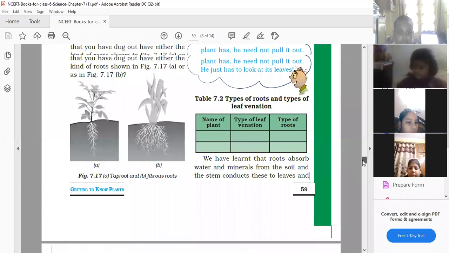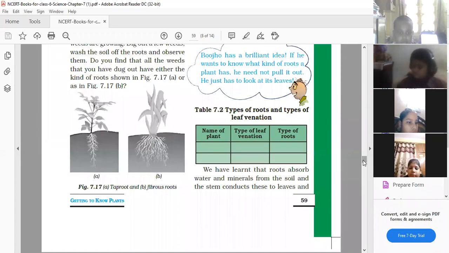Okay, children, is it clear? Is the function of root clear to you? That roots absorb water and minerals from the soil. And next, we have already read that roots help in anchoring the plants. They hold the plant properly in the soil. So this is a function of root.